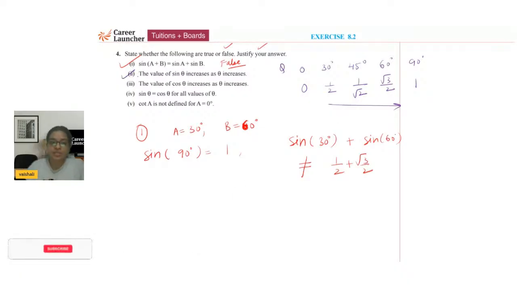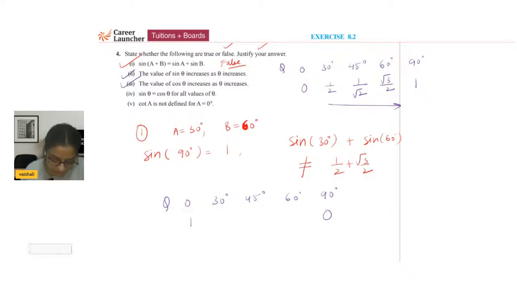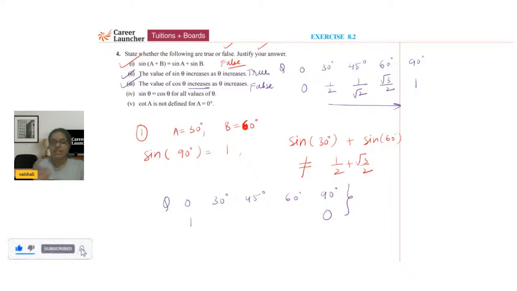Now, what about in the case of cos? If you see 0, 30, 45, the value starts from 1 and it goes on till 0. So can I say that the value is reducing down? But it says increasing. And we can give this as an example that as the value of theta increases from 0 to 90 degrees, the value of cos is reducing down. So this is false. In the previous part, it is true, but in this case, it is false.